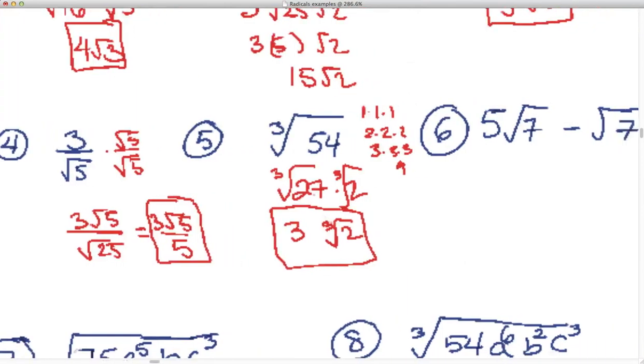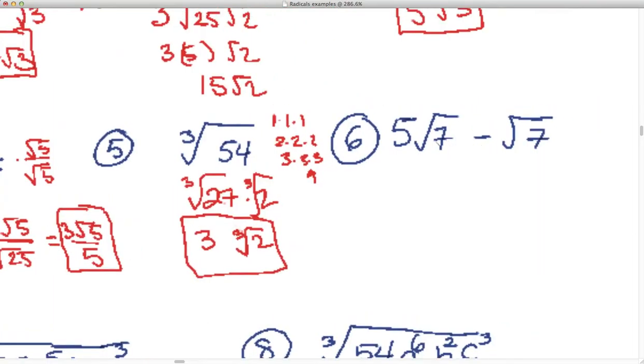Okay, now looking at this one here, we've got a subtraction. Again, the radicals are the same thing, so we're okay. So we subtract. There's no coefficient there, but if there's nothing there, we understood it to be a 1. So 5 minus 1 is 4 root 7.